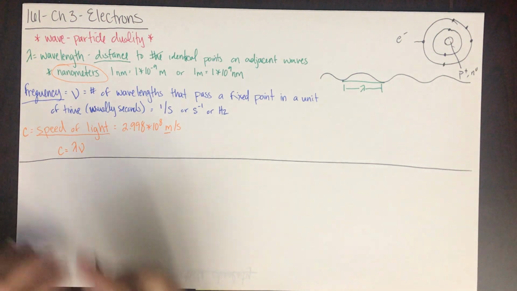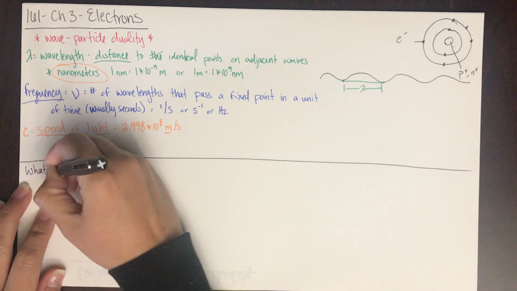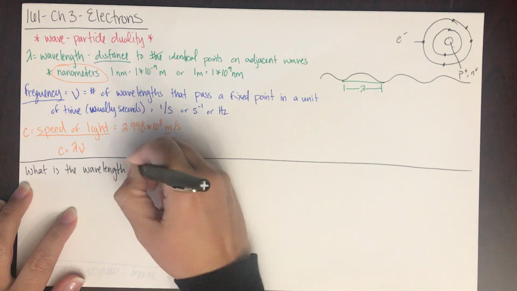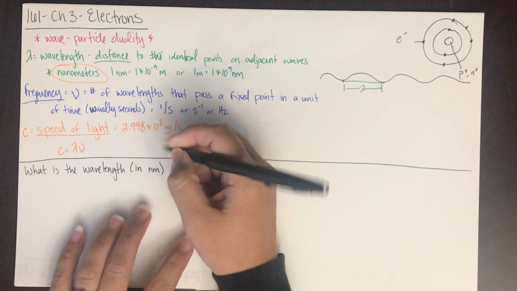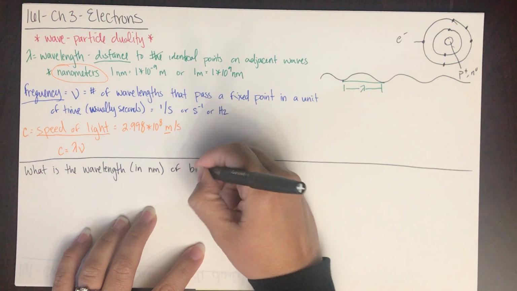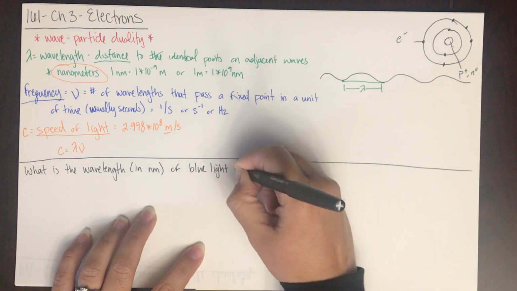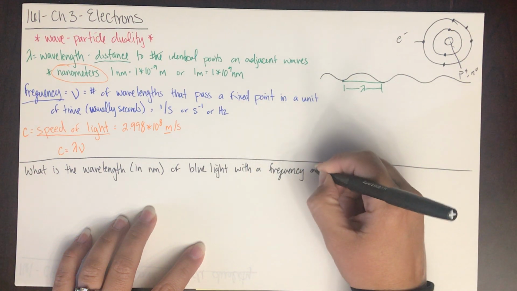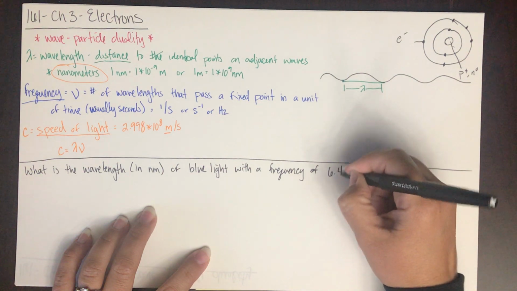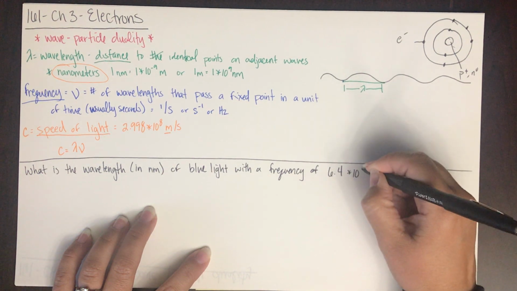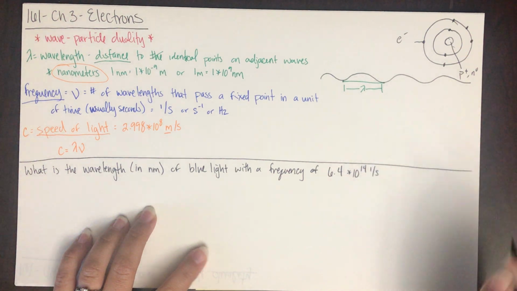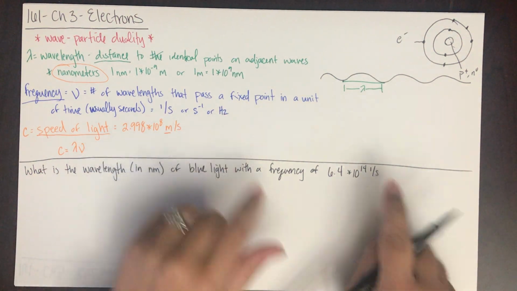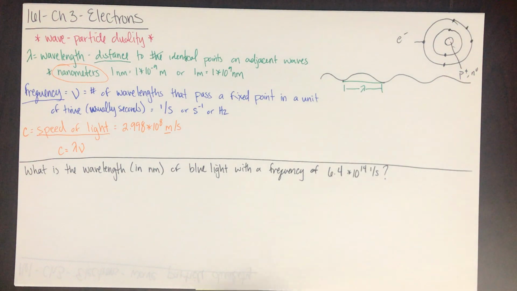Okay, let's say, what is the wavelength in nanometers of blue light with a frequency of 6.4 times 10 to the 14th 1 over seconds. So again, you could see any unit here, any of these three: 1 over seconds, seconds to the minus 1, or hertz. Any of those are equivalent.